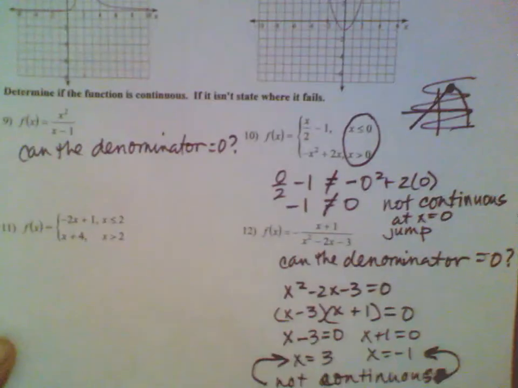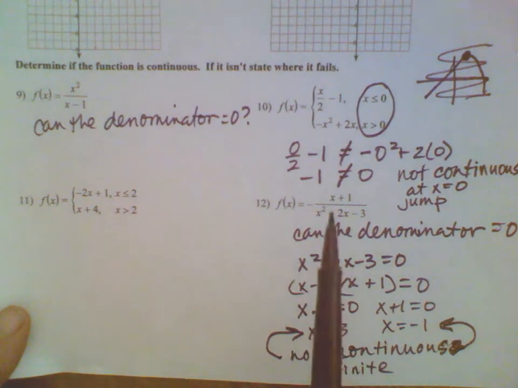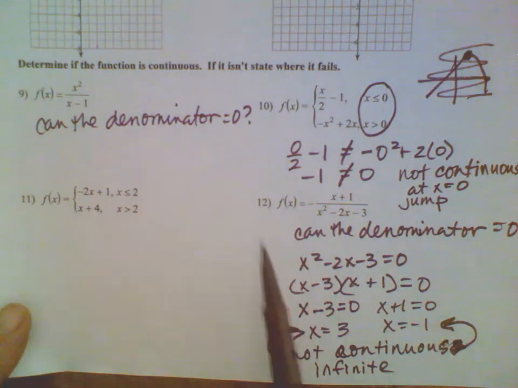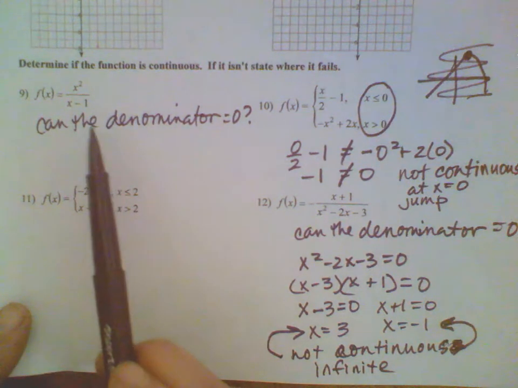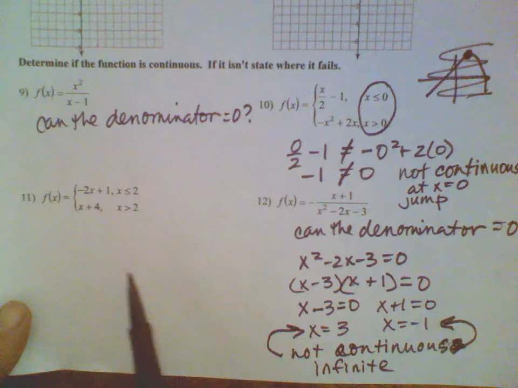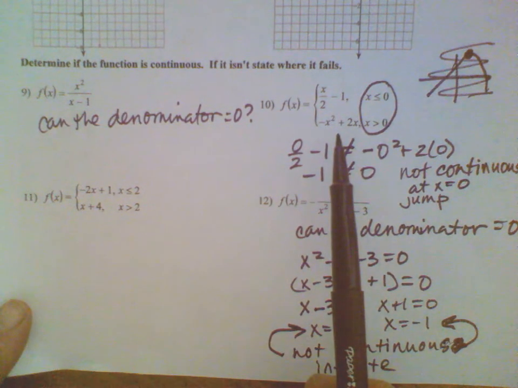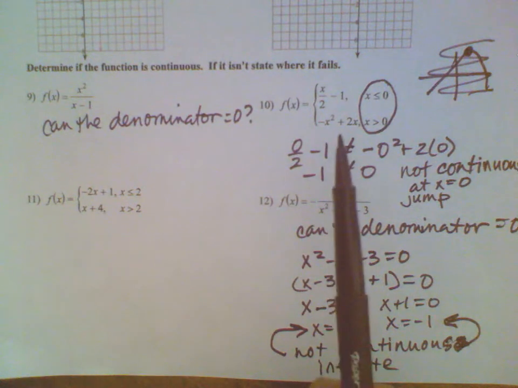So again, if I don't see a graph, the two main issues that we're going to see are asymptotes, which come from rational functions or trig functions, or piecewise functions where we have jumps or changes in the function.